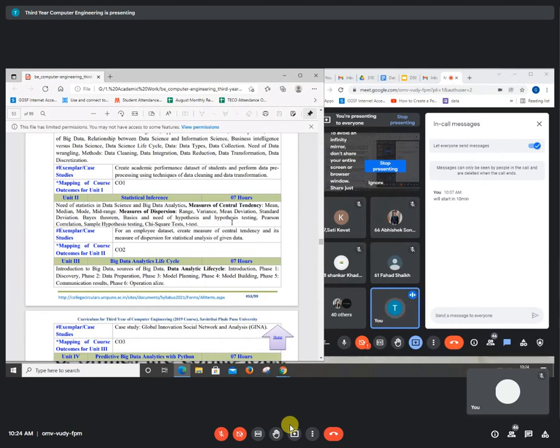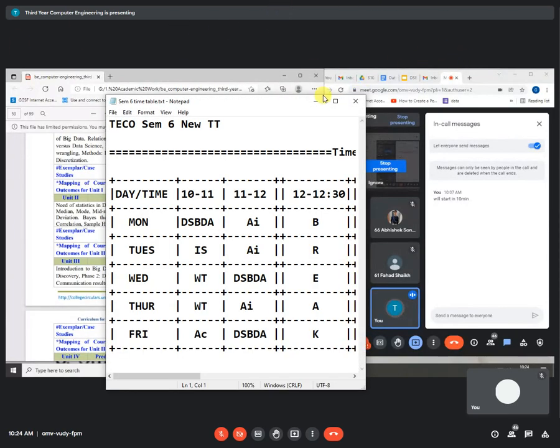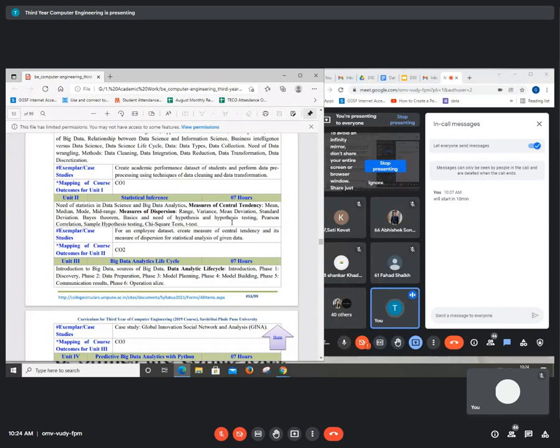Then two important tests we will perform on the data set. One is the chi-square test and another is the t-test. Both tests are used for data cleaning, either on small scale data or large scale data. So the basic thing in unit number two is to apply the statistics on the data set.